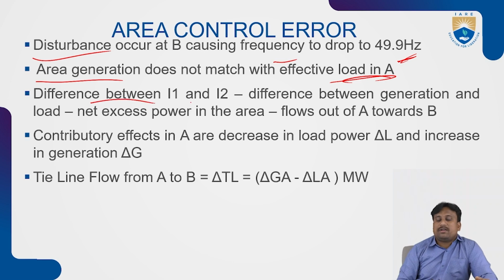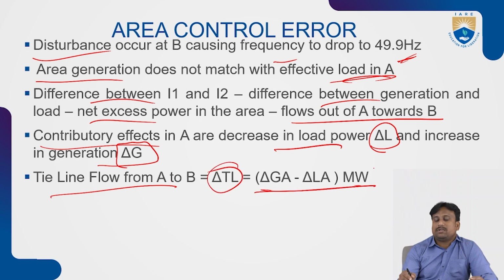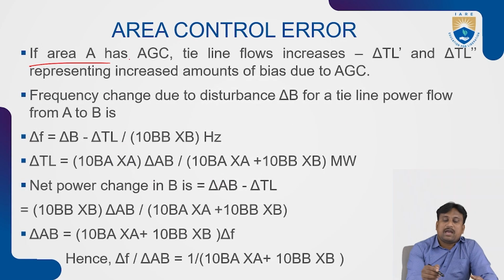That difference between I1 and I2 will give the difference of the generation and load. This net excess power in the area will represent flow out from A towards B. The contributory effects in area A are supposed to be a decrease in the load, that is the power changing as delta L, and an increase in generation as delta G. The line flow from A to B as delta TL is delta GA minus delta LA, which is represented in megawatts. So this is the range of line flow from A to B that is going to take place.